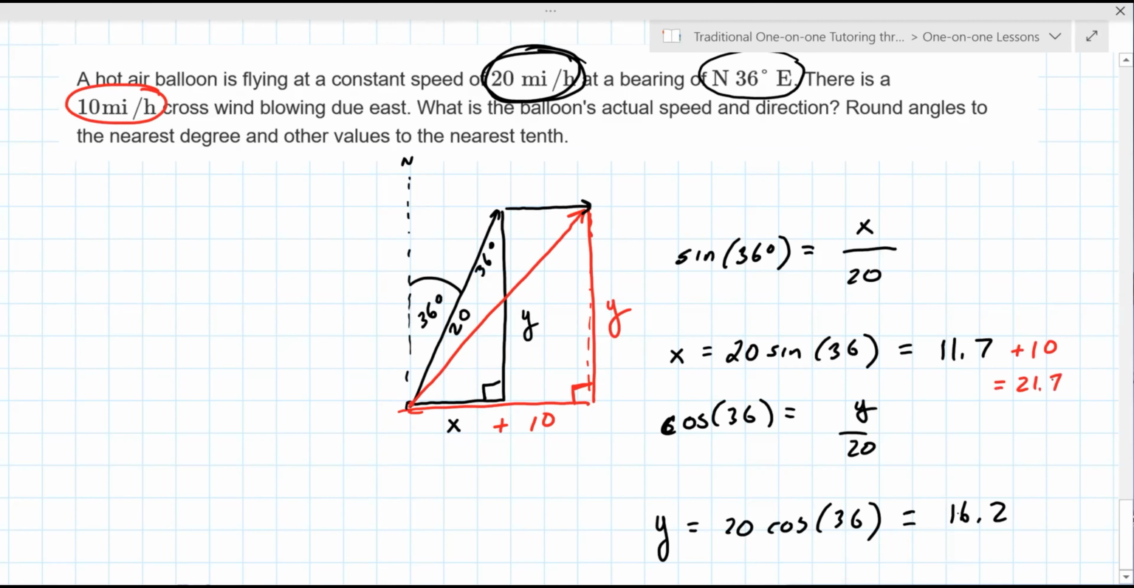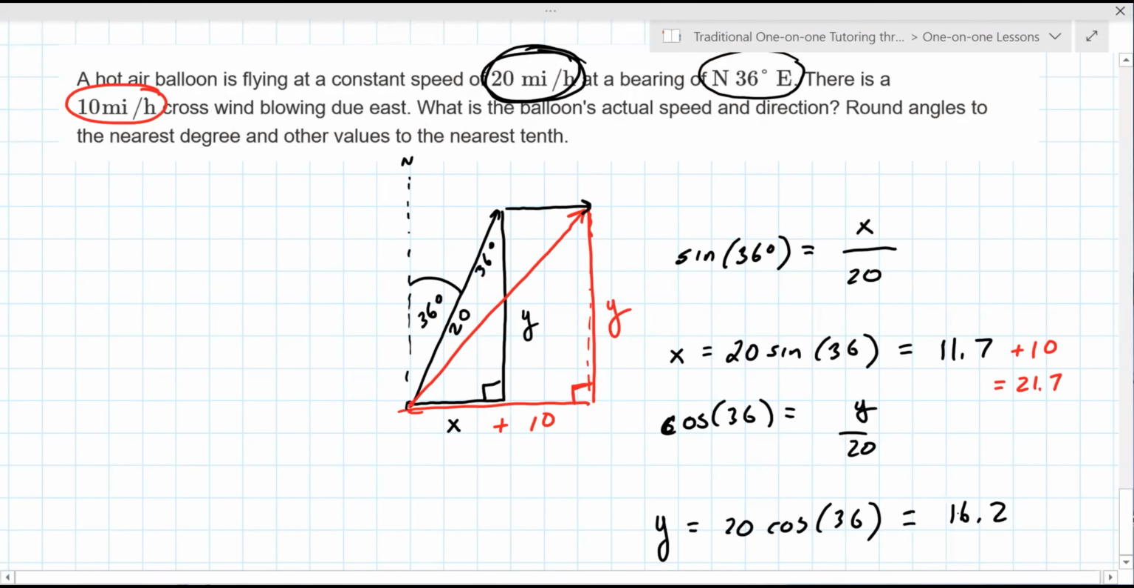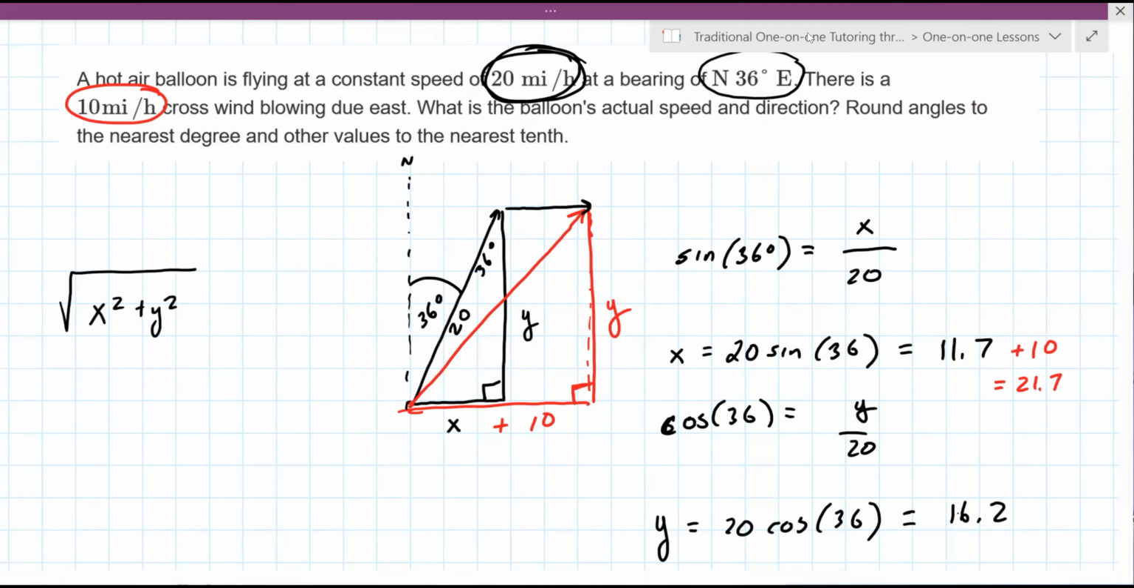So now if we wanted to find the magnitude of the red triangle, we would do the square root of x squared plus y squared. X is 21.7 and y is 16.2. Okay, so could you find the new magnitude of that?